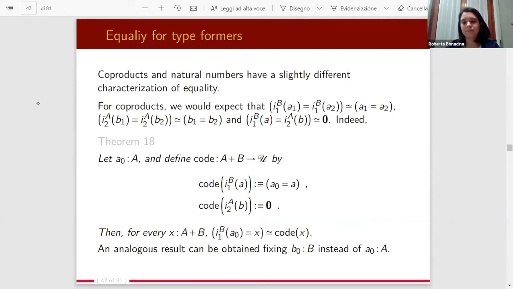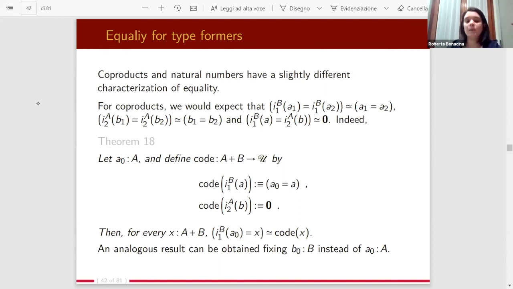So we have seen a characterization of equality for some canonical types. We are going to study it for coproducts and natural numbers. This time the characterization is a bit different. Indeed, we need a coding function. What we would expect in the case of coproducts is that the equality of two inclusions, starting from two terms of type A, would be congruent to the equality of the two terms from which we started.